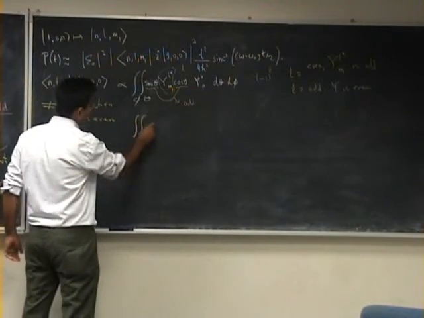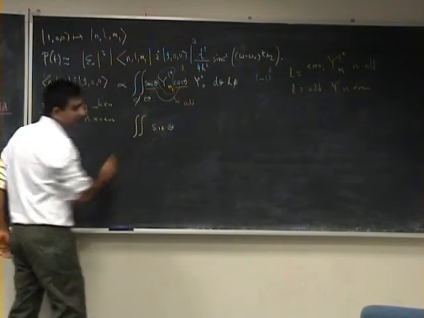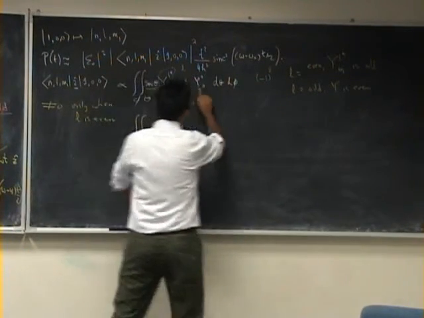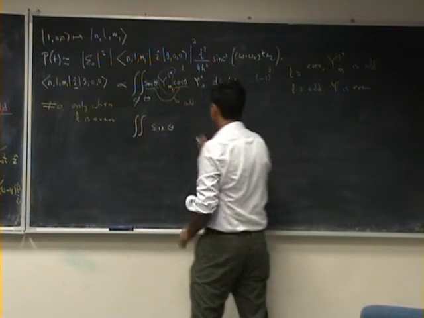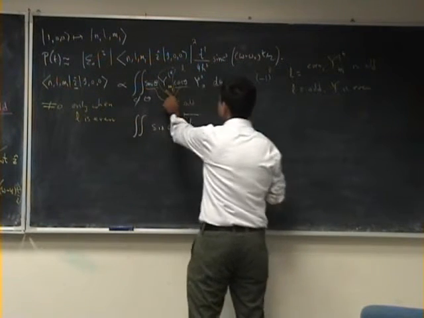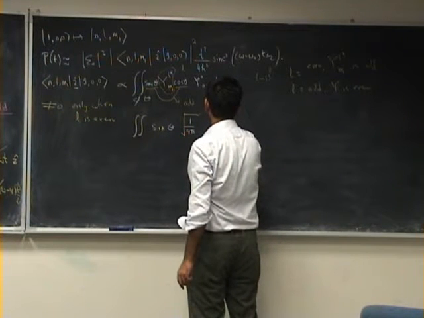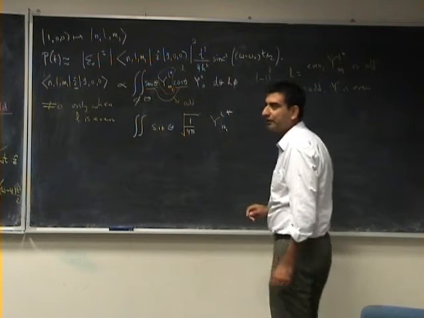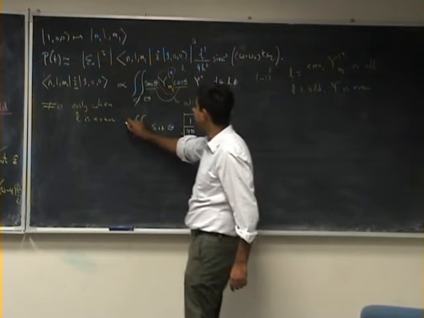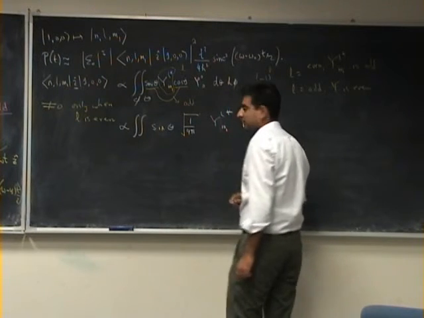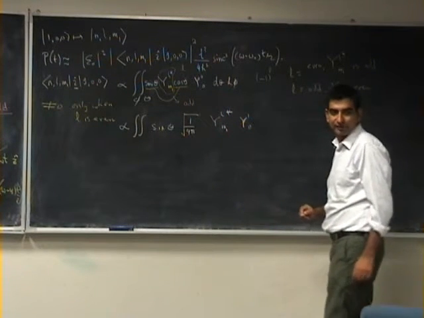I'm taking the integral, sine theta is my measure, the volume measure. This is just a scalar, just 1 over 4 pi under root. Okay, I have this function Y_lm complex conjugate, and I have cosine theta. Now what is cosine theta? Cosine theta is proportional to Y_10. It's the z orbital.